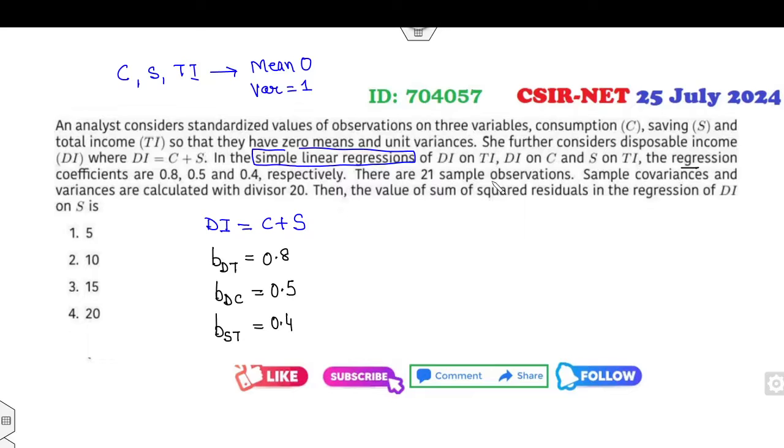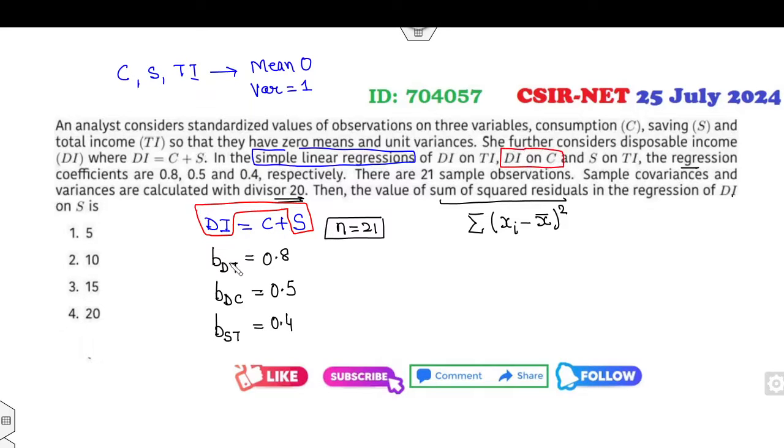If there are 21 sample observations, n is my 21, and sample covariance is division by n minus 1. Then the value of the sum of the square residual in D over S. So you are talking about D over S. I think that's over. That's simple because I have D over C. Fine. So I think there is no need of this. So what is the line of the regression? We all know that this is byx x plus c. Fine. This is the meaning.